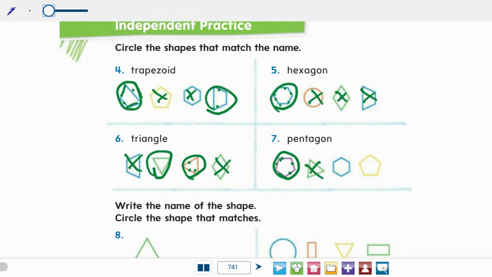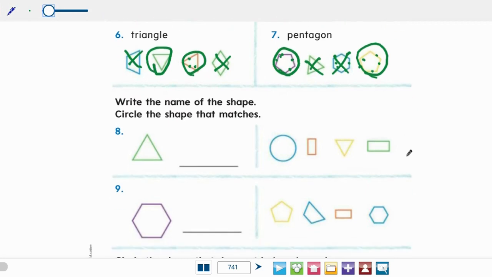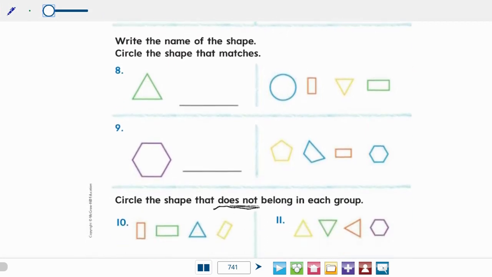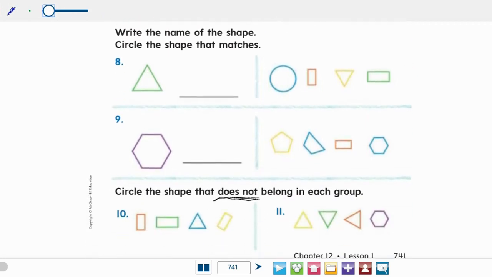Again, pentagon, 5 sides. This one has 1, 2, 3, 4, 5, and 6. No, that is a hexagon. It's not what we want. My last shape here is 1, 2, 3, 4, and 5. Yeah, that works. That's a pentagon. So I can circle that one. So we've got 2 circled there. They are both pentagons.